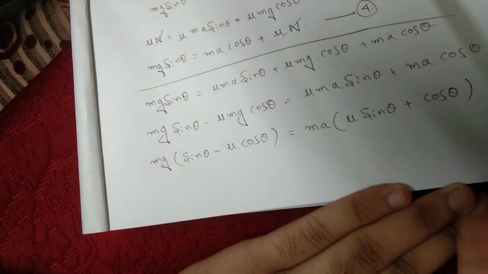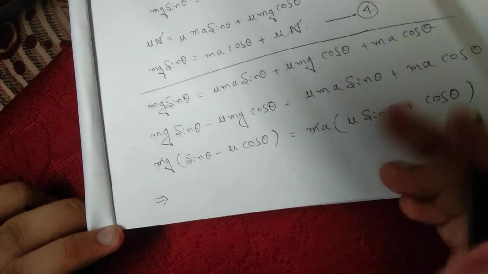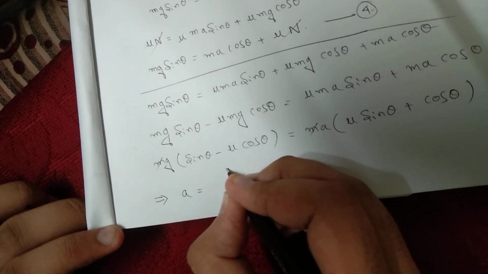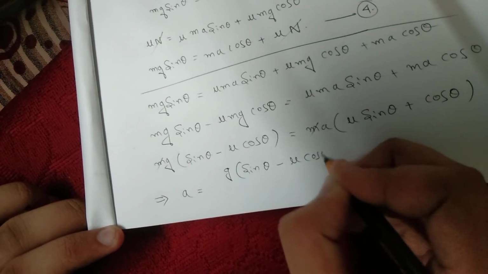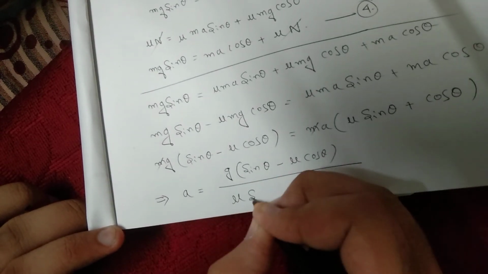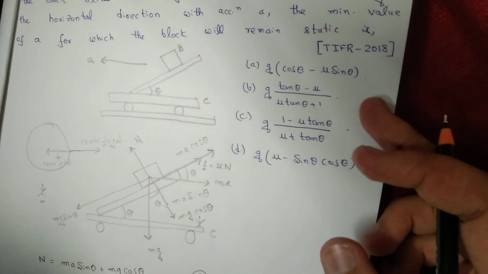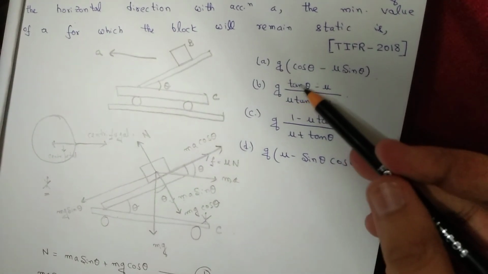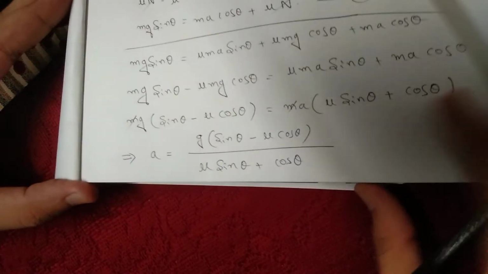Now let me take this acceleration, cut m and m, the masses. So the acceleration will be given by g times sine theta minus mu cosine of theta divided by mu sine theta plus cos of theta. You can see not a single option is matching, but there is a tangent term in options B and C. So let's see if we can convert it into tangent.